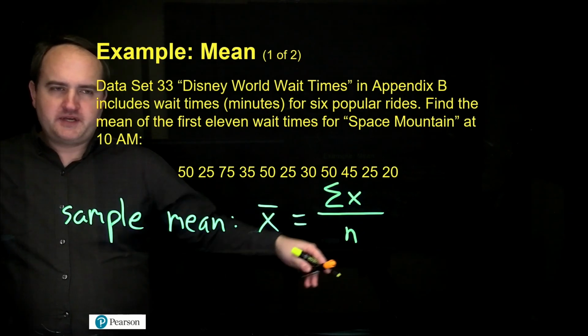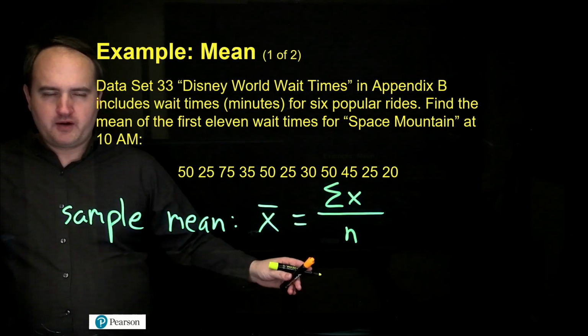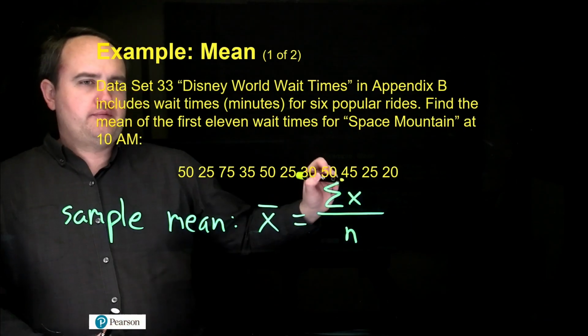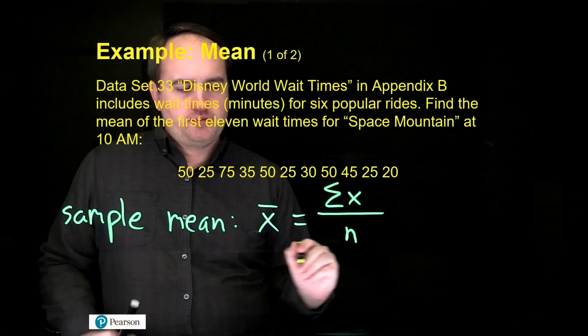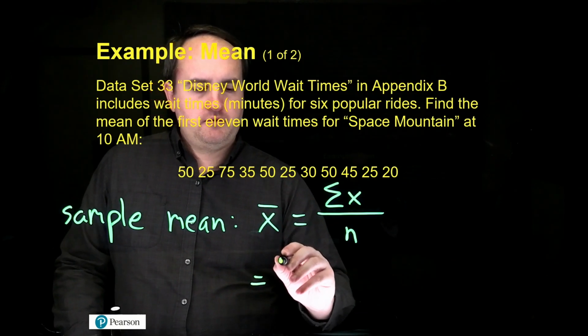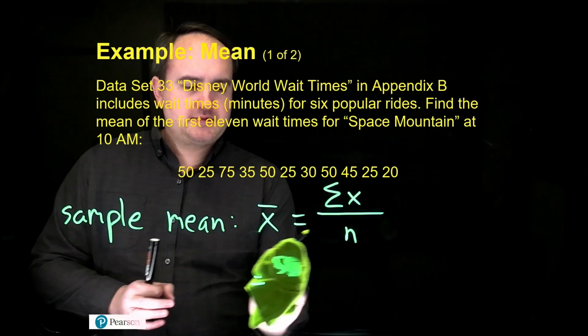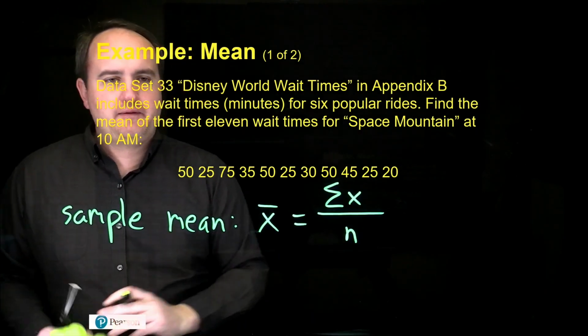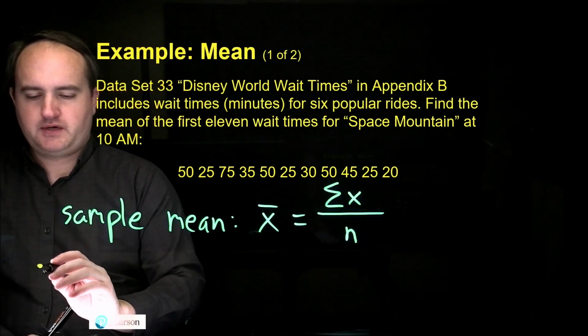But weird notation aside, it's not that weird once you get used to it. That just means on the top, we add up all the numbers. So in the numerator, we're going to be doing 50. Actually, let me give myself a little bit more room here. So I'm going to start over here so I actually have enough room.